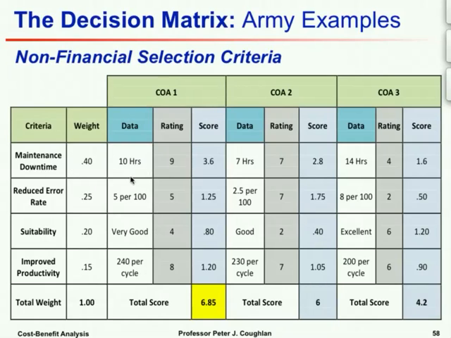Then you take that data, here's 10, 7, 14, and assign a rating, 9, 7, 4. Notice, for example, that the higher number, 14 hours, gets a lower rating because maintenance downtime is something you want to minimize.